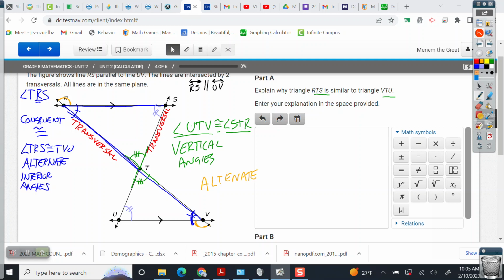Are they on the interior of the parallel lines? Are the orange angles inside the parallel lines? No, they are not. So if we're using interior to mean inside the parallel lines, what are we going to use for outside? Exterior. So the orange angles are alternate exterior angles. And guess what? Alternate exterior angles are congruent.